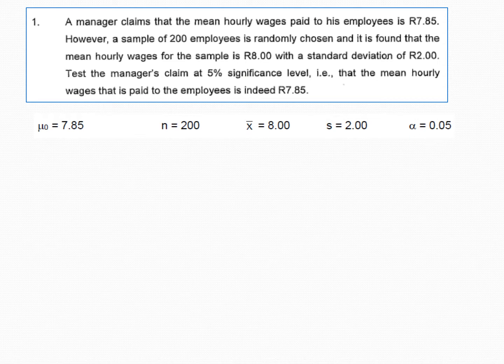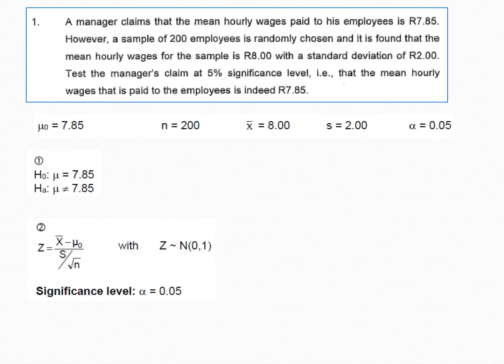That is that the mean hourly wages that is paid to the employee is indeed R7.85. We just want to determine if that value is true or not. So in the alternative hypothesis, we will state that it's not equal to R7.85. So in the null hypothesis, we set the population mean equal to that claimed value, and in the alternative, we say that the population mean is not equal to that claimed value.